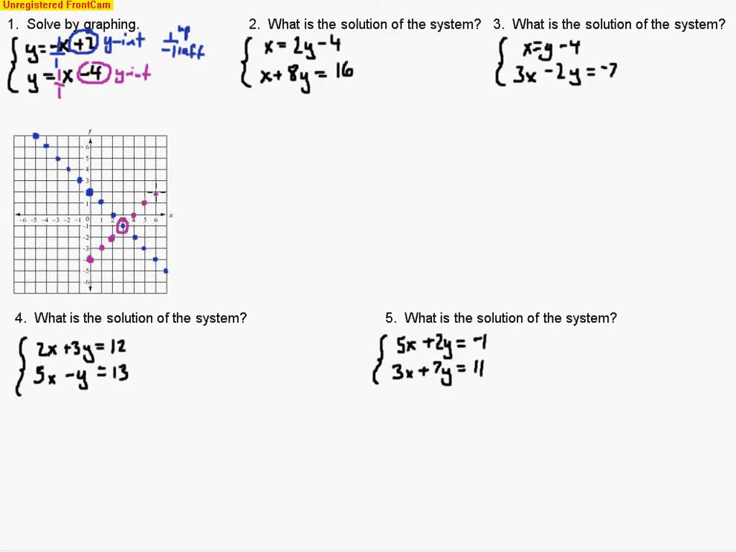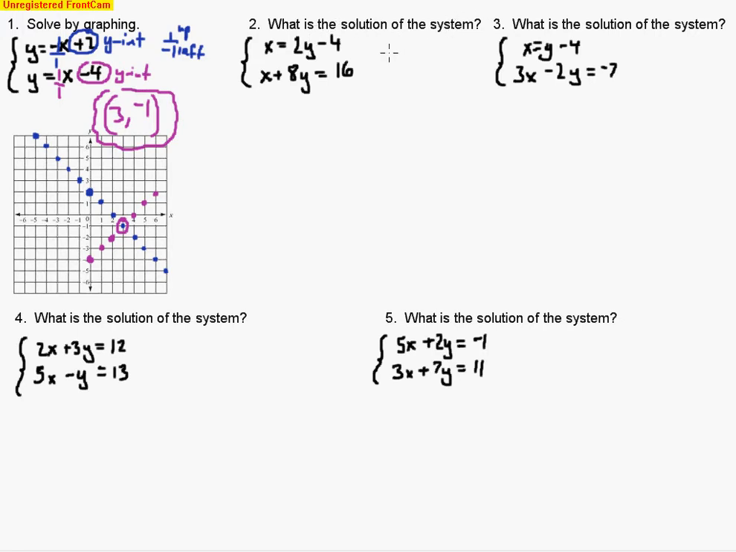Don't just leave it like this. Make sure you tell me what that point is. It's 3 spaces to the right, so +3, and then 1 space down, so -1. Remember, it goes x and then y. And there's our answer.